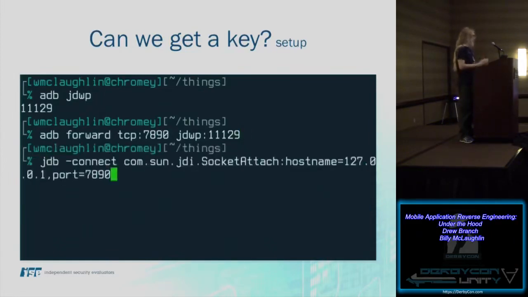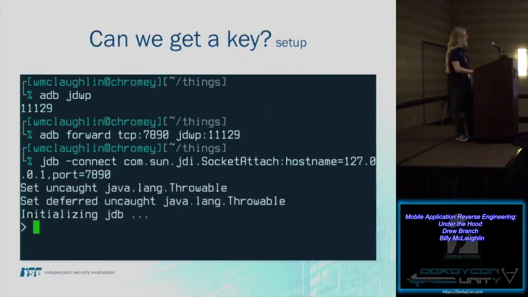So no output from that. Now that we have that forwarding set up, we can use JDB to connect, specifying a socket, to our localhost 127.0.0.1 on port 7890. Once we do that, we are presented with a prompt. So that means that we're connected to the app, it's debugging in real time, we're good to go.